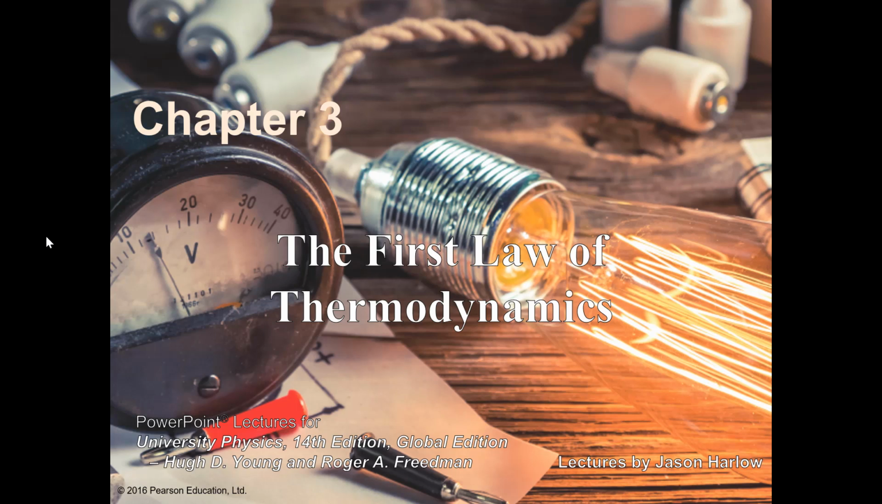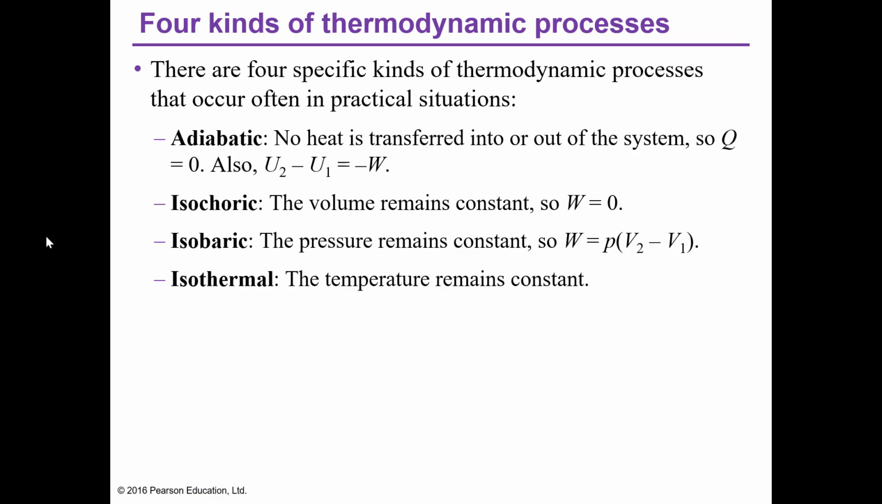Hi, good day everyone. So let's continue our discussion on the first law of thermodynamics. So now let's discuss four kinds of thermodynamic processes. There are four specific kinds of thermodynamic processes that occur often in practical situations. So we have the adiabatic process, isochoric process, isobaric process, and isothermal process.